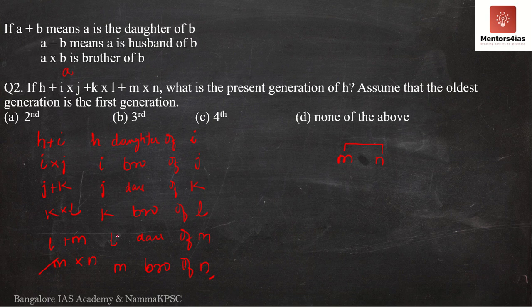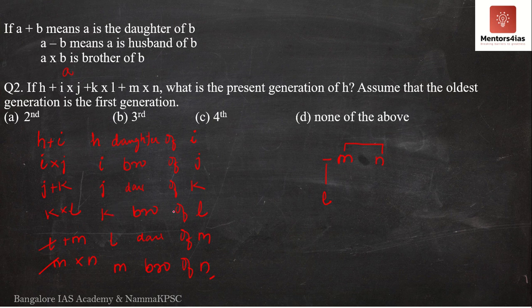Second one says L is the daughter of M. So it means M married someone. We don't know who M married, but M married someone and they had a daughter whose name is L. So we are fixed with L. So this is done. We move to the next one.